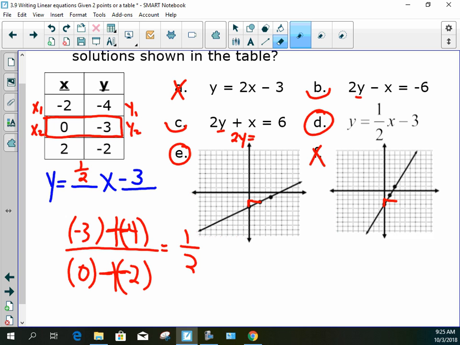2y equals negative x plus 6. Y equals negative 1/2 x plus 3. So that is not an answer. But guess what? This will be. Y equals, that's going to be 1/2 x minus 3. So B is another answer. Okay?